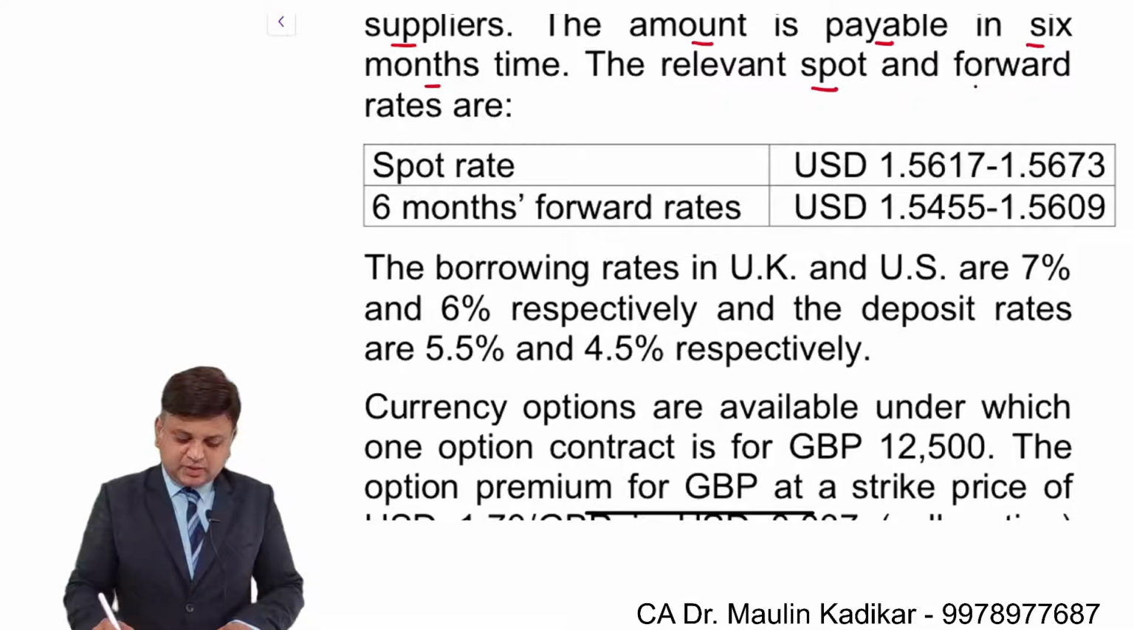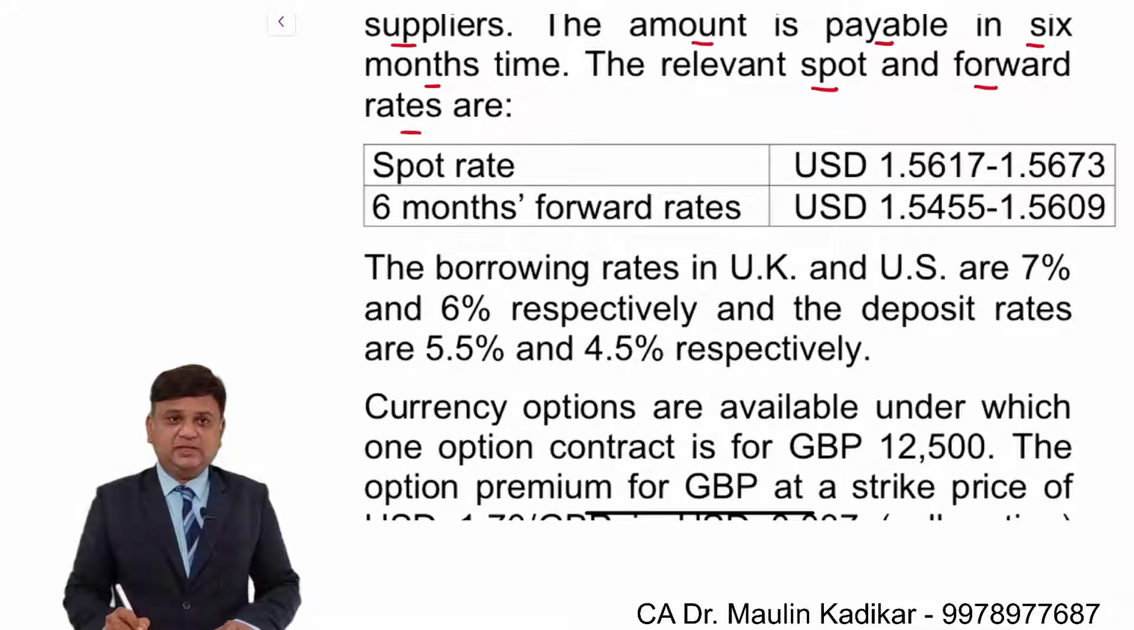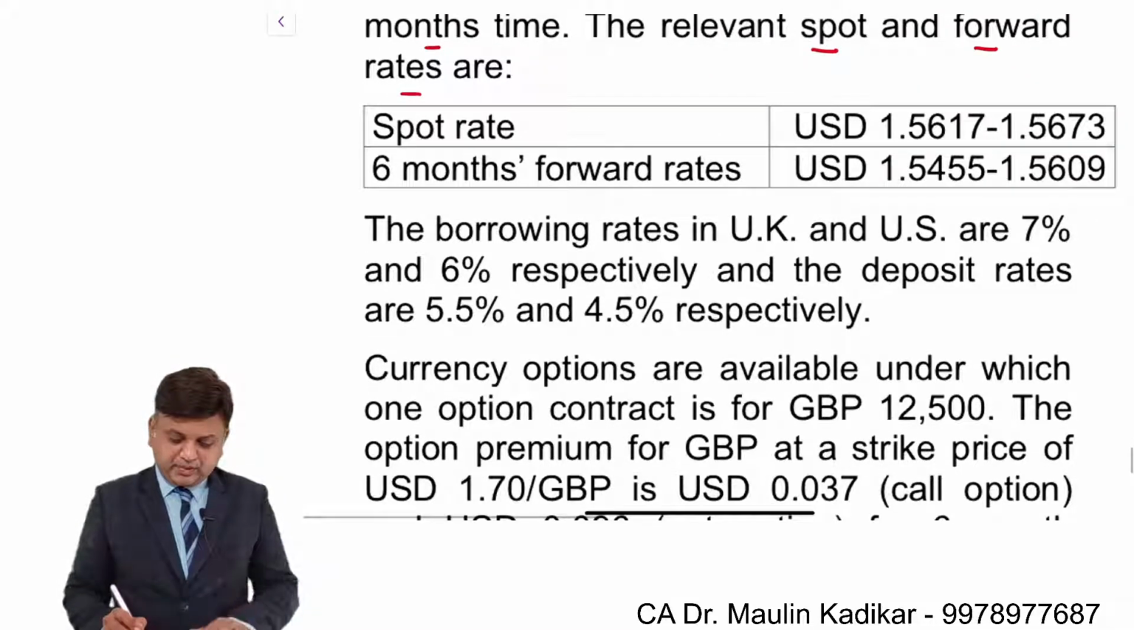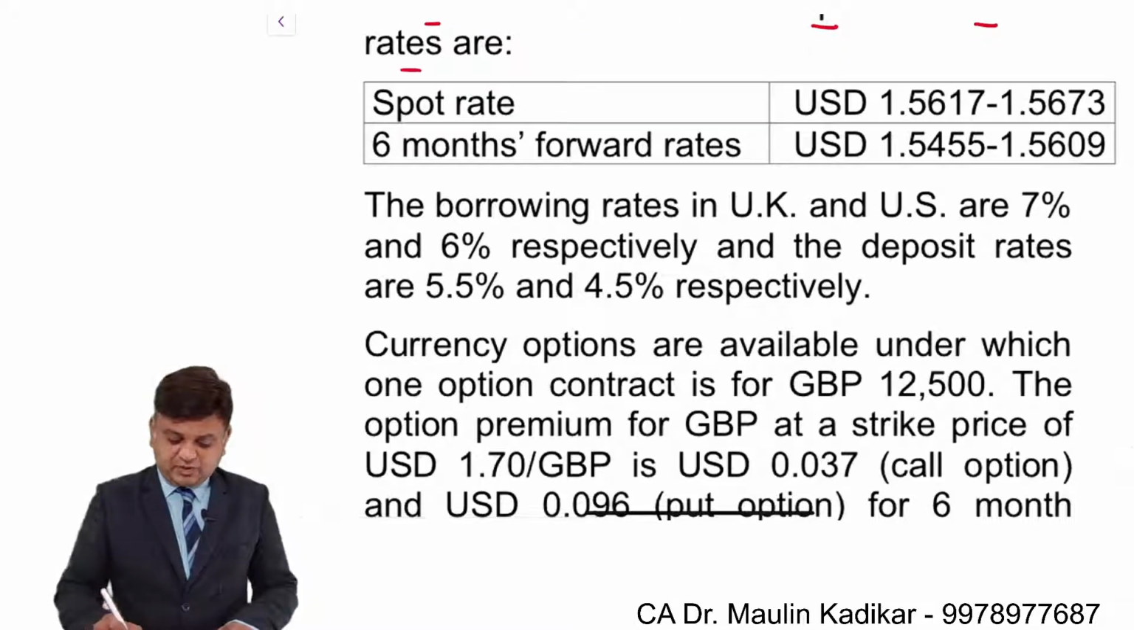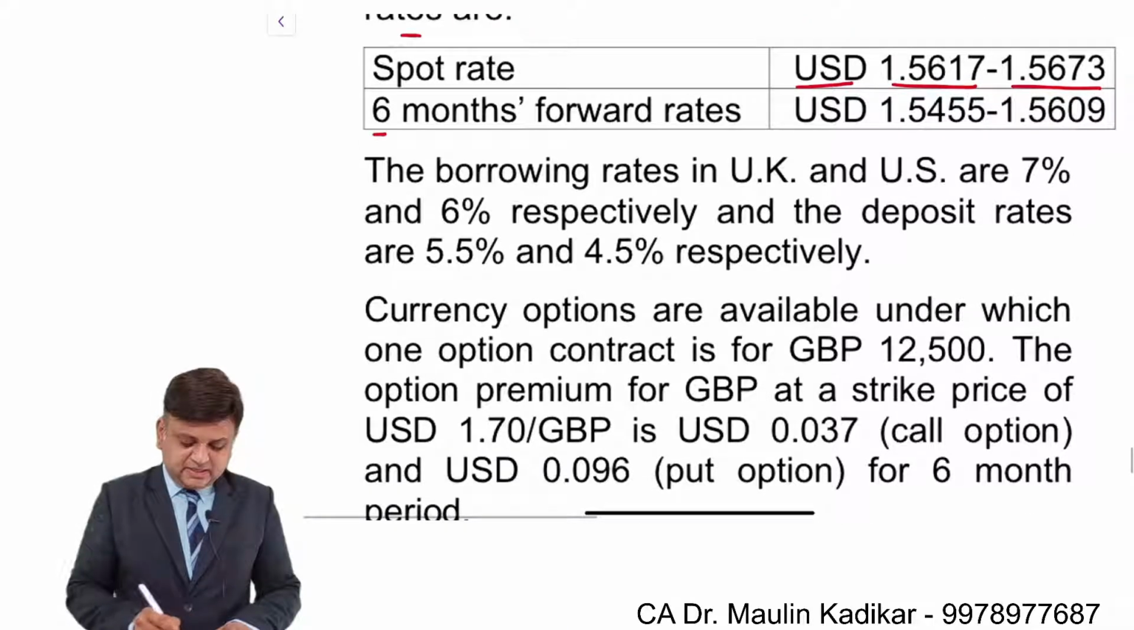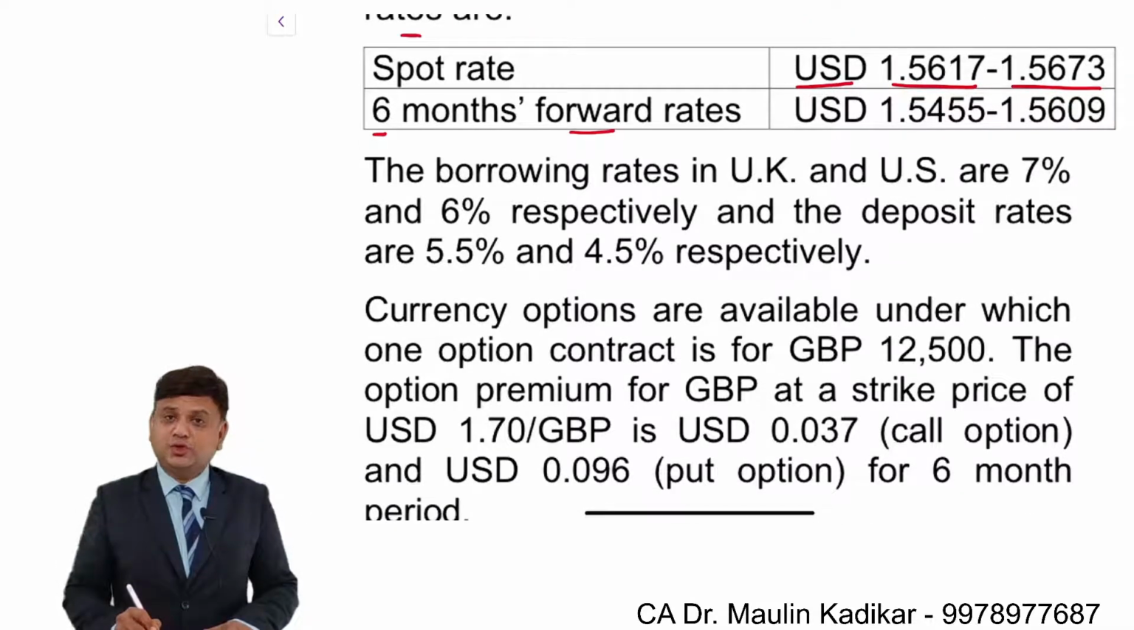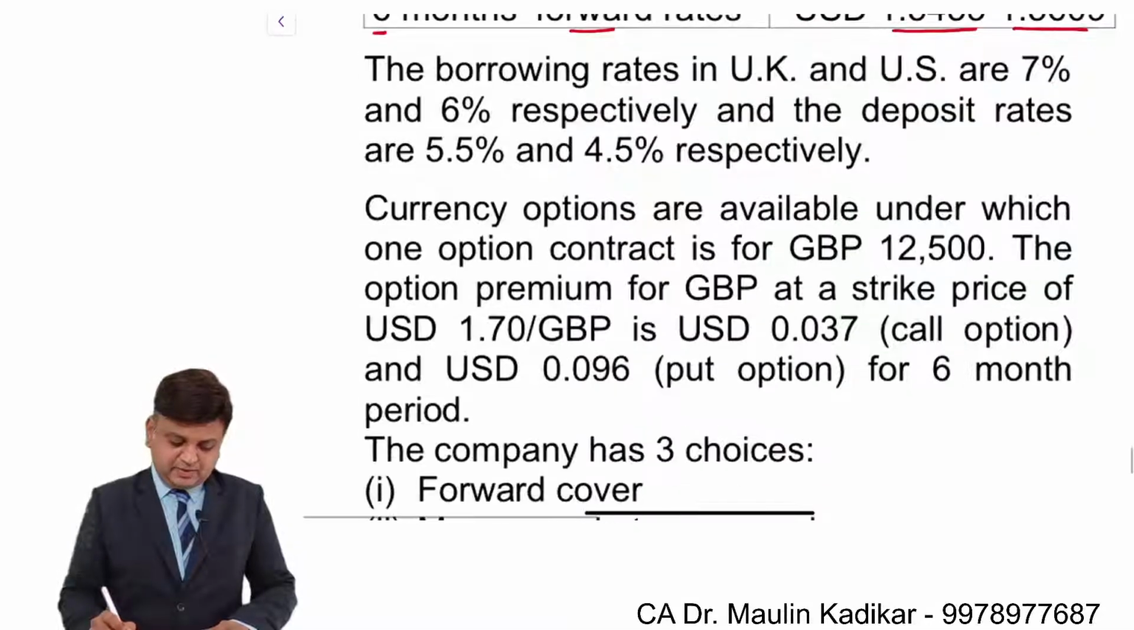The relevant spot rate and the forward rates are as under. Spot exchange rate is given to us 1.5617/1.5673 dollar per pound, and 6 months forward exchange rate is also given to us 1.5455/1.5609 dollar per pound.